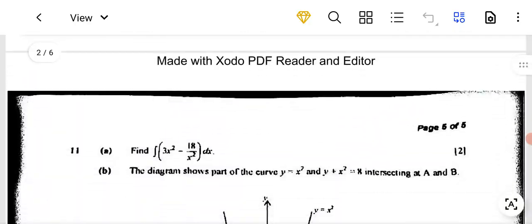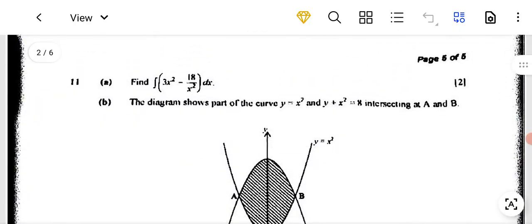In this video we are going to continue and move on. This is Additional Mathematics Paper 1 2024 GCE. We have answered questions 1 to 10. In this video we are going to answer question 11 and question 12, the last two questions. This paper, as usual, is 2 hours.